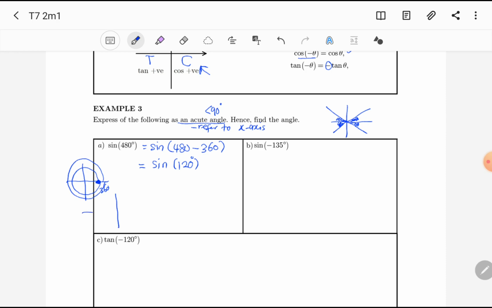Okay, so for here barulah kita check dia punya acute angle. Okay, we start from positive x-axis. Okay, start here. So kita akan pusing. Okay, we go up. Okay, 90 degrees. And then 180 kat sini. So 120 is located on the second quadrant. Okay, so dia dekat second quadrant.